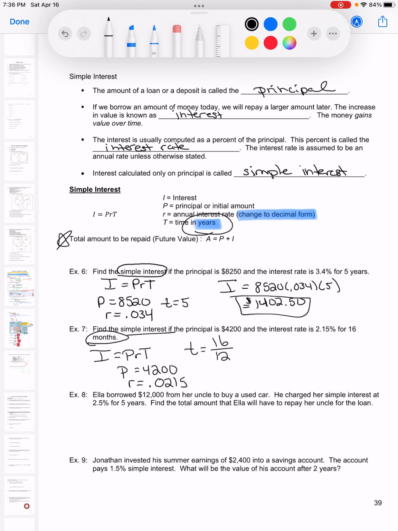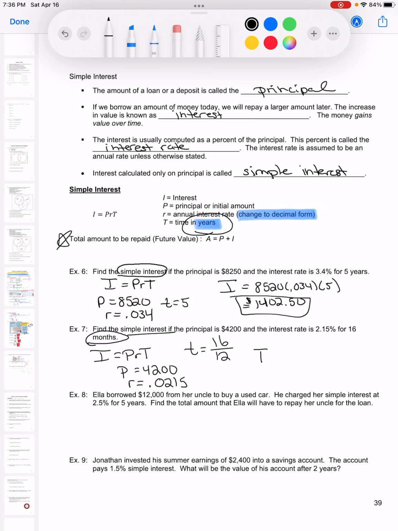For instance, if it had been 24 months, 24 over 12 is 2 years. Now some of these get to be really nasty decimals, so my suggestion is just to leave it as 16 over 12. If you want to reduce it down, that's fine. If it came out nice and pretty, that's also fine. But these that are nasty decimals, you just need to leave them as fractions.